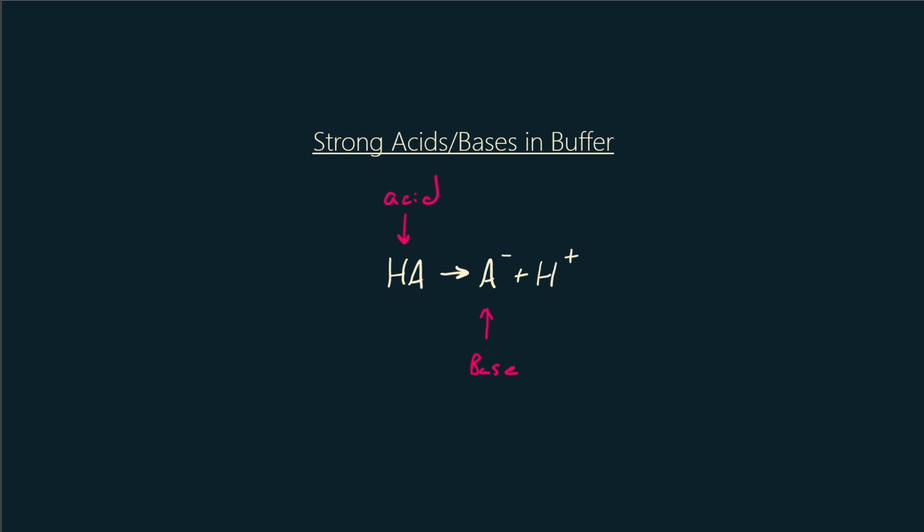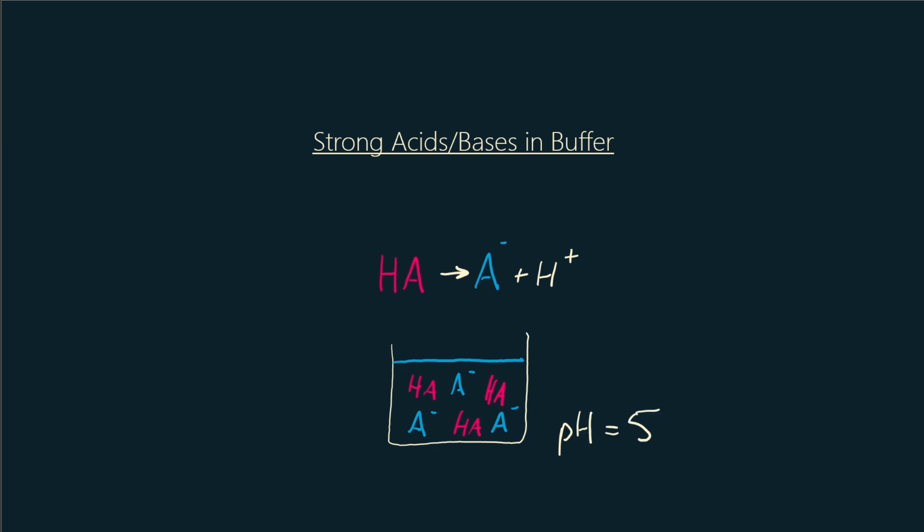Buffers are always a weak acid or a base, which means that even though this arrow is going from left to right, in reality, it's actually a mixture in water. So if you put this weak acid or base in a beaker of water, you'll have a mixture of that weak acid and its conjugate base.